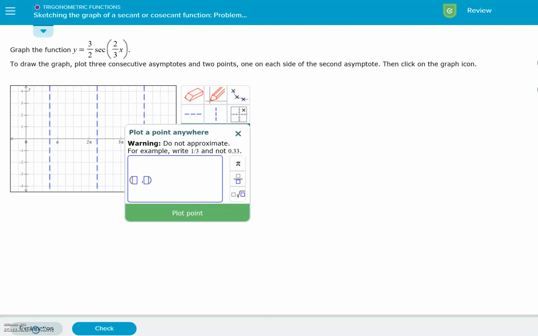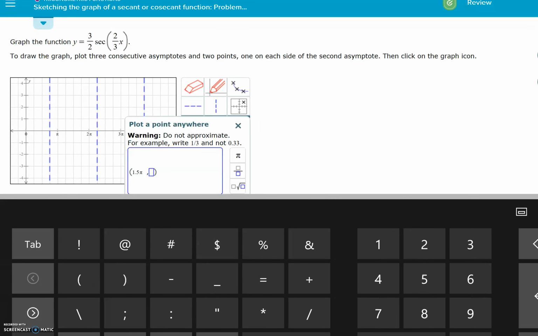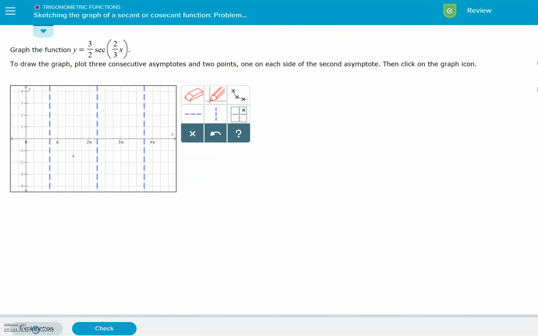And so then clicking right here, we know we want to have an x value. Take me a second to type this in. We know we want an x value of 3 pi over 2, so we can just say 1.5 times pi. And then we can do our y value, which is going to be negative 1.5. And that comes again from the amplitude. Now those are exact decimals, so it should be okay with us plotting those points. So there it is. And we also want another point to the right of the second asymptote.